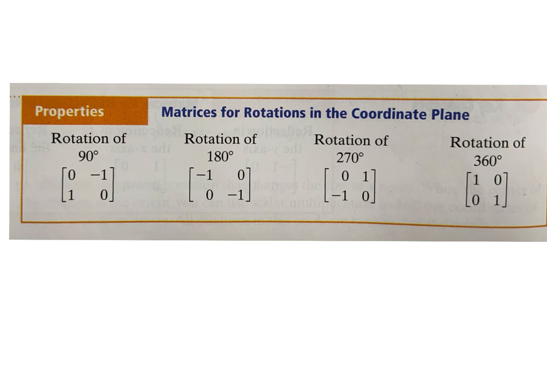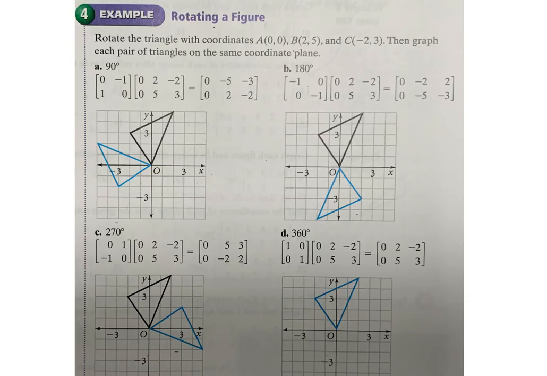So 90 degrees would then go from its starting point compared to the origin 90 degrees from wherever it was. 180, obviously, 270, one more 90, and then 360 all the way around. All right? So these are the matrices for those. If you look at the example on page 191, 90 degrees. We have 0, negative 1, 1, 0.